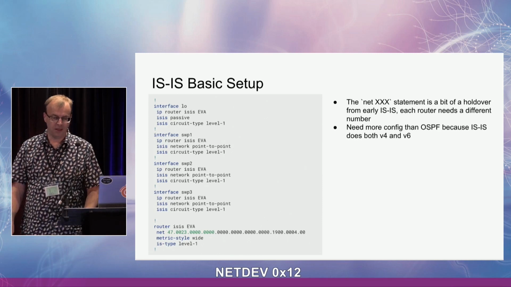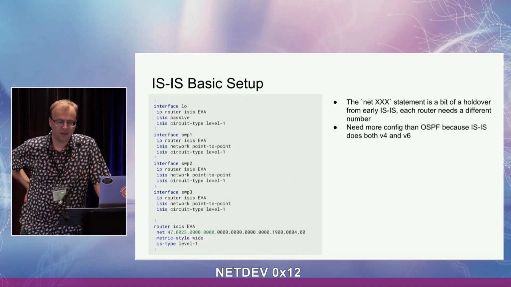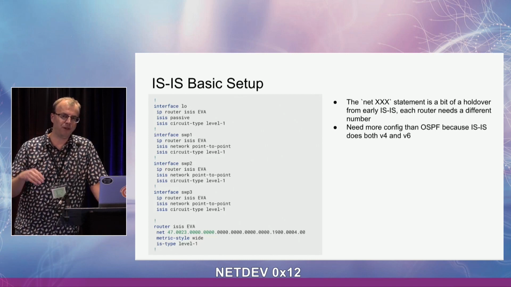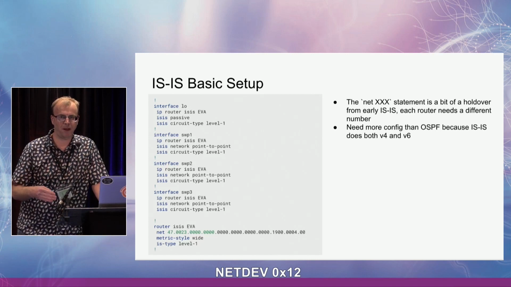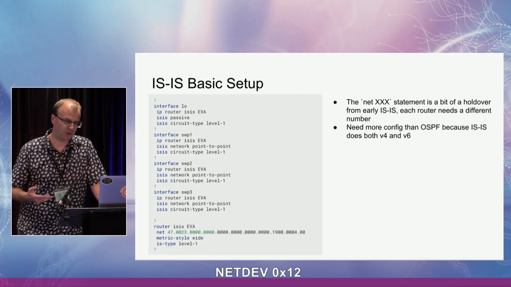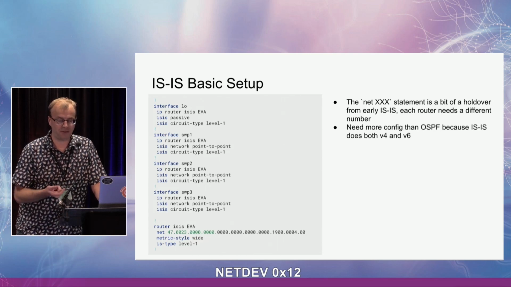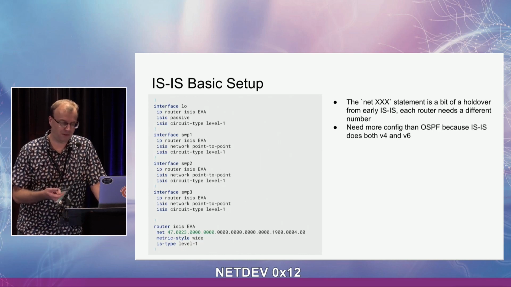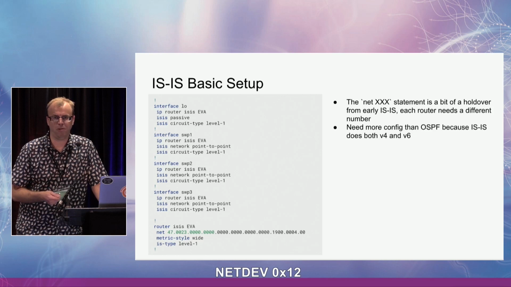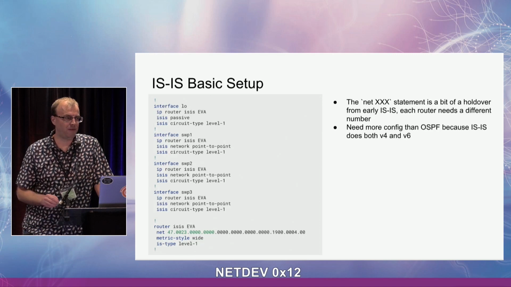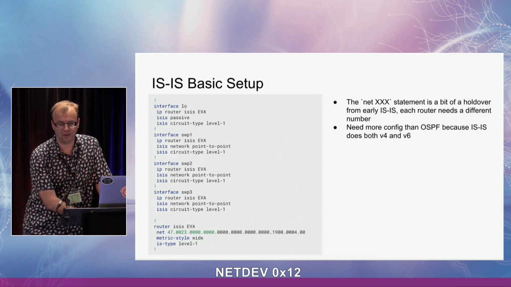47.0 whatever is a holdover from early IS-IS. Originally, you could use it to send information about how that particular router was being used in the network, and I think people kind of found it didn't really work too well. But you still need to have a net statement, and it's got to be a 6 to 20 tuple of data, and they have to be unique. I don't know why. And you basically need more config than OSPF because IS-IS does both v4 and v6.